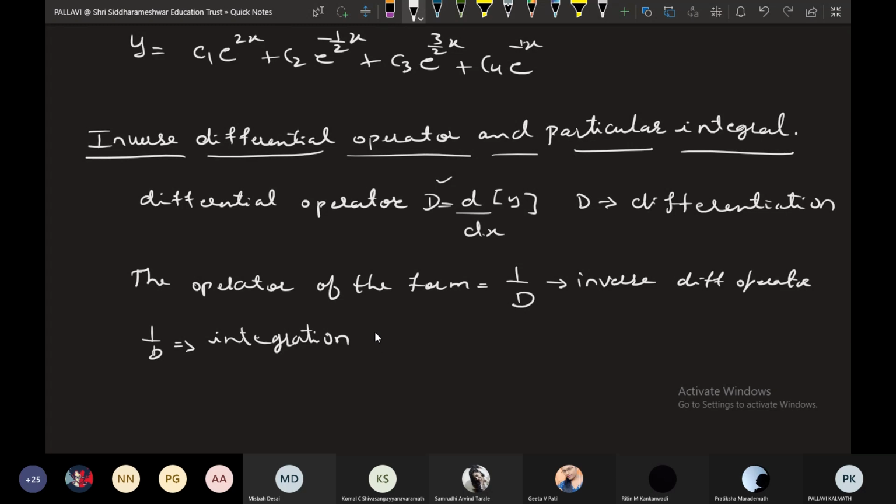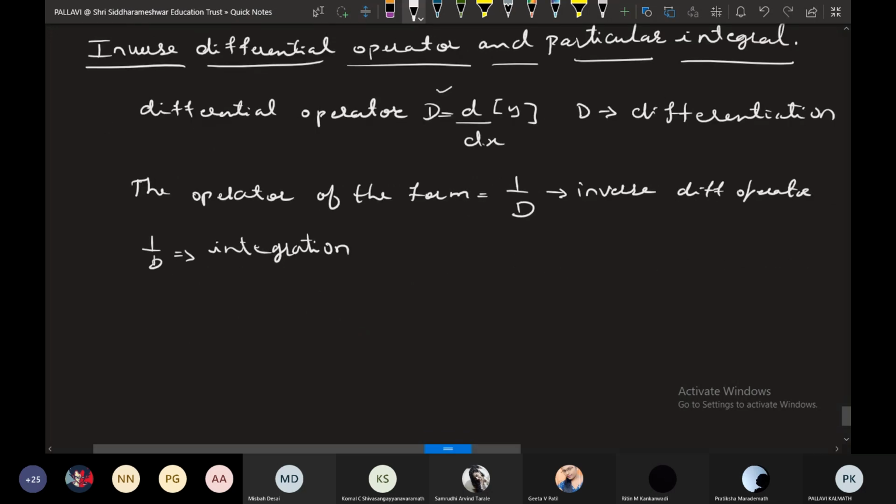So this is known as the inverse differential operator. 1 by D is known as the inverse differential operator. Inverse differential operator means it is nothing but integration. Okay. So suppose I take an example: what is 1 by D of x cube?